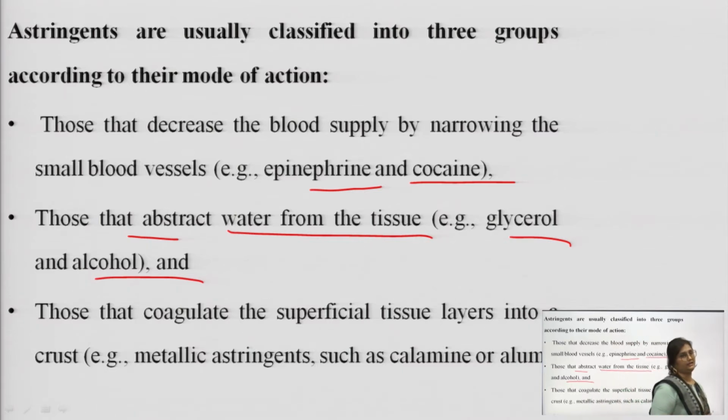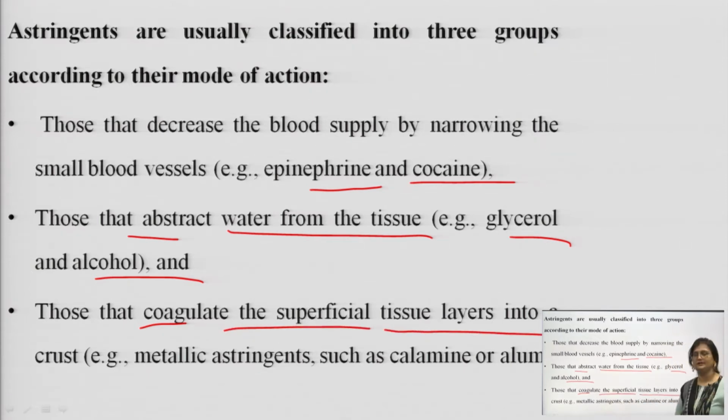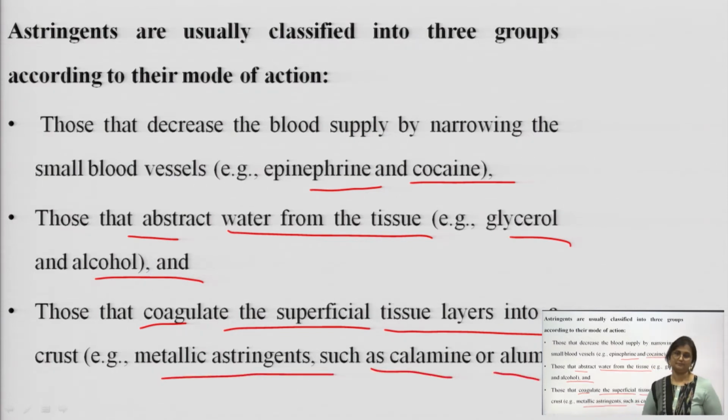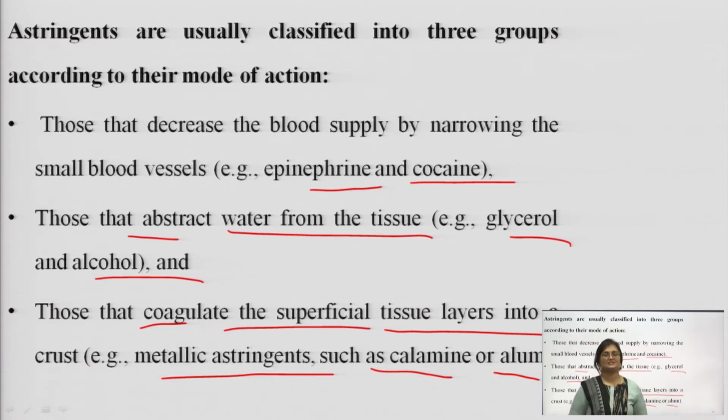The third category of astringents can be defined as the ones that coagulate the superficial tissue layers into a crust. They coagulate tissue protein into a crust-like material. Examples are metallic astringents such as calamine or alum.